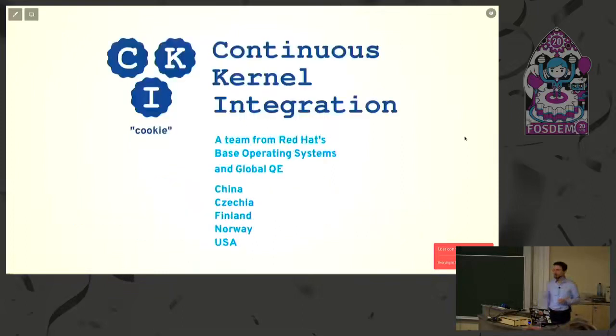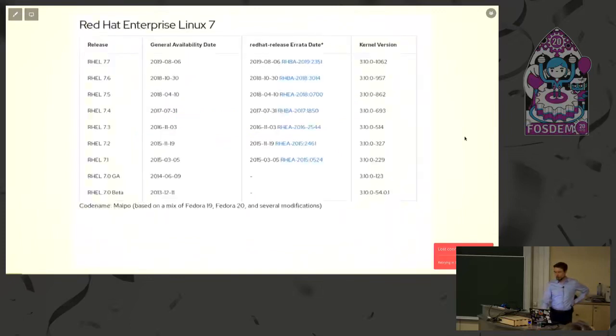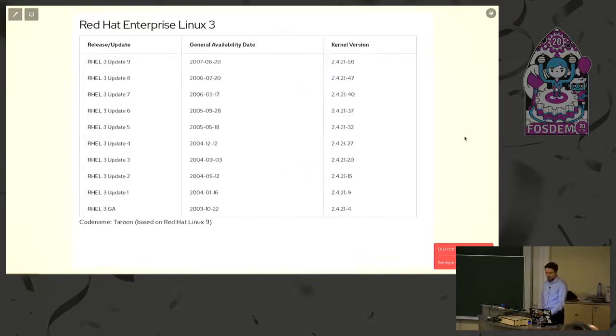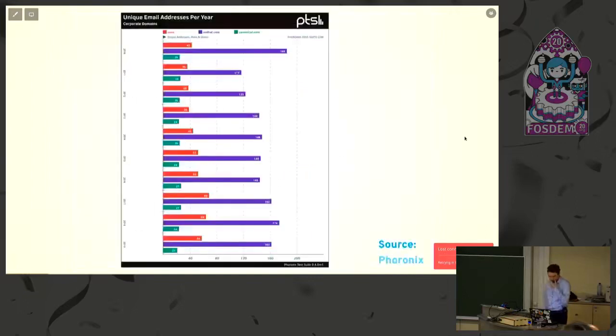So we are coming from the Red Hat CKI team or CKI project, and we're a distributed team doing kernel CI at Red Hat. So why do we need kernel CI? Well, as most of you probably know, we do releases of distributions, and each release has a different kernel version. There are a lot of kernel versions, and moreover, we are one of the major contributors to the Linux kernel, and certainly the biggest one among distributions.